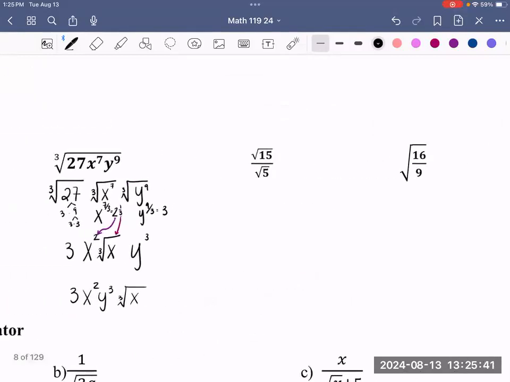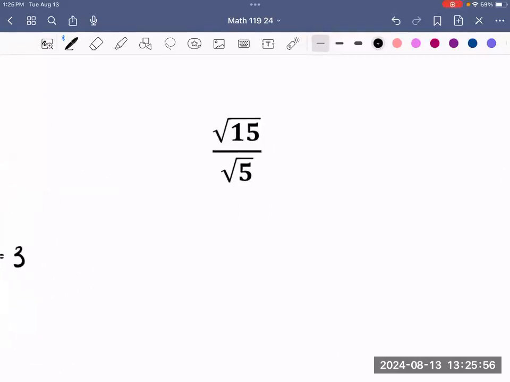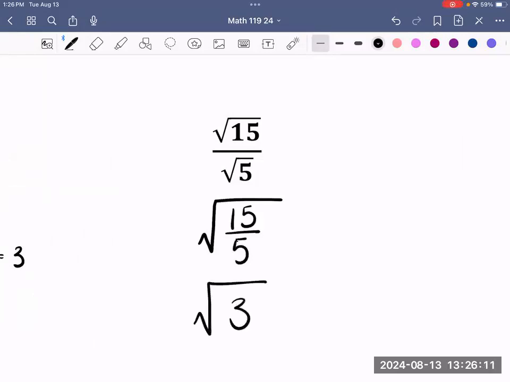All right, let's try it again with these values. We have the square root of 15 over the square root of 5. Now, are either one of these perfect squares? No, but what do you recognize about 15 and 5? Well, 5 can divide 15 pretty easily. So if we create it so that they are now under the same root and easily divide them, we're left with the square root of 3.